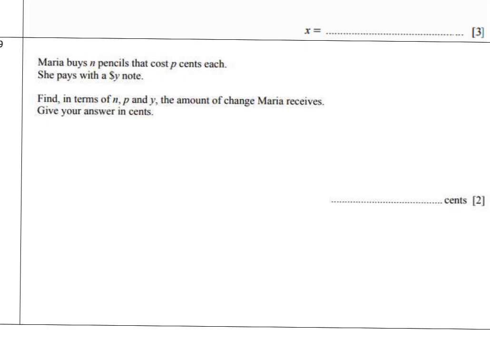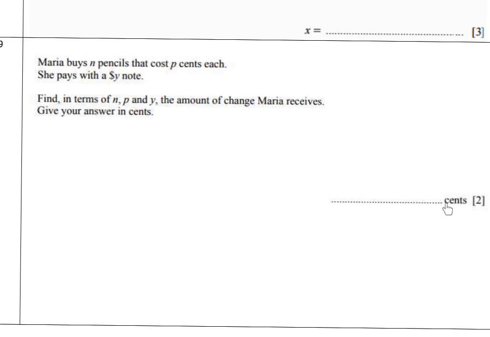Number 9. Read number 9, Afifa. Maria buys N pencils that cost P cents each. She pays with a Y dollar note. Find, in terms of N, P, and Y, the amount of change Maria receives. Give your answer in cents. Okay. How to find the amount of change in terms of N, P, and Y? I need the answer in cents.